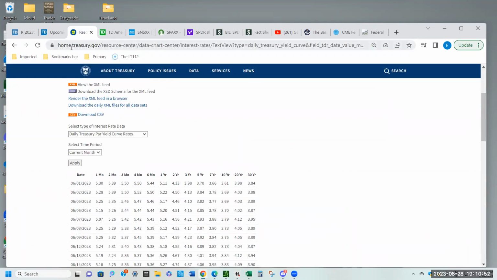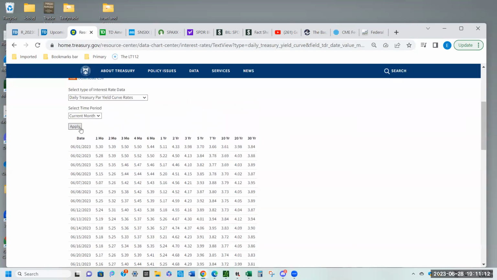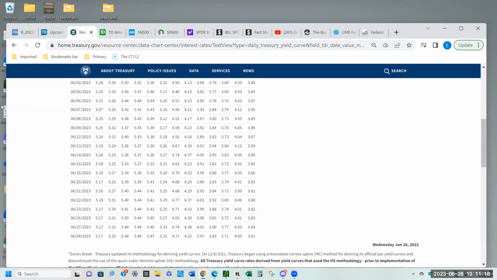This is another one that's pinned in the room. This is the Treasury itself's page, and this shows the yield curve. The yield curve is the string of rates from 1 month out to 30 years. This specific page, I have it set to show the current month. You just click apply and it gives you the whole month where rates have been in each category for the entire month. You can go back to certain years or forever and scan it.